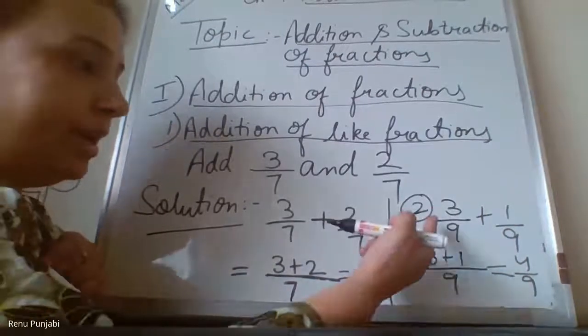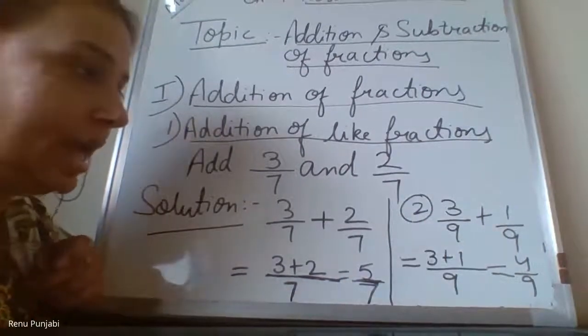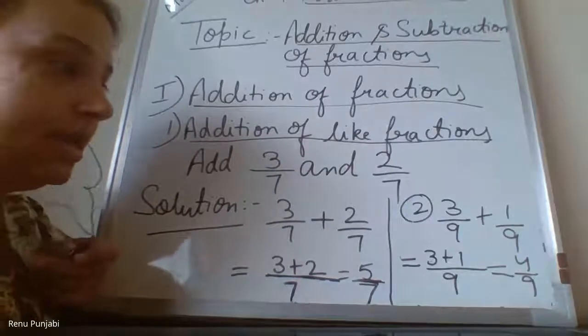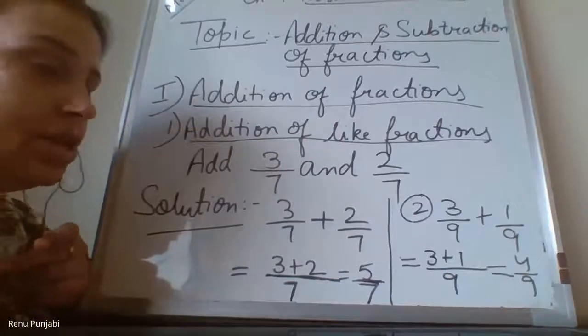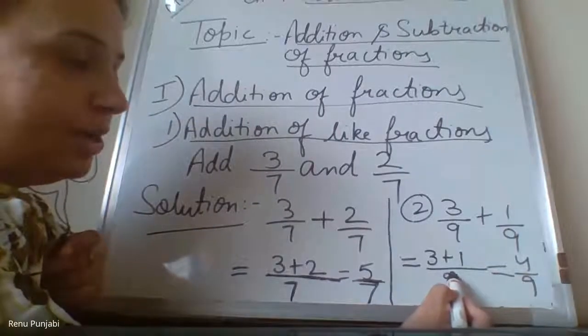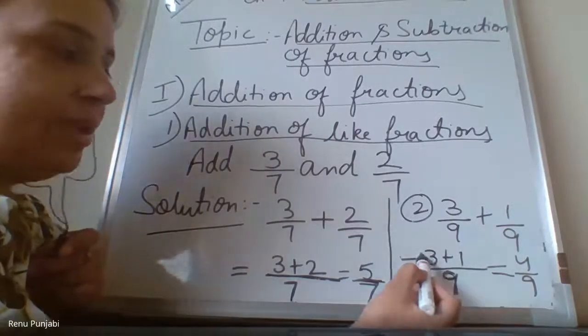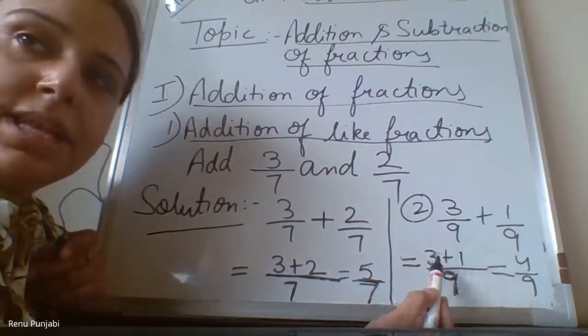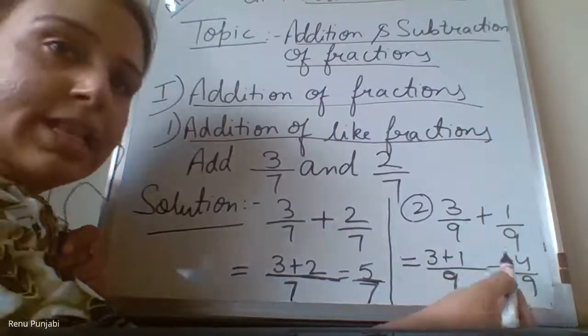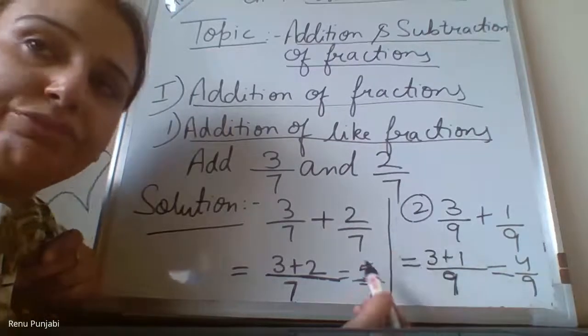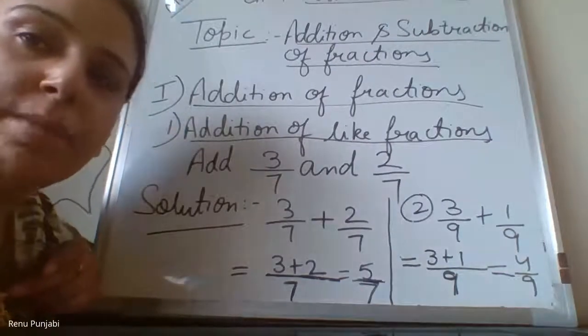Take one more example. This is 3 upon 9 and 1 upon 9. Here also you can see the denominators are the same. So we take the common denominator, which is 9, and we add the numerators 3 plus 1, which is 4, and the denominator is 9. So our fraction after adding is 4 upon 9.